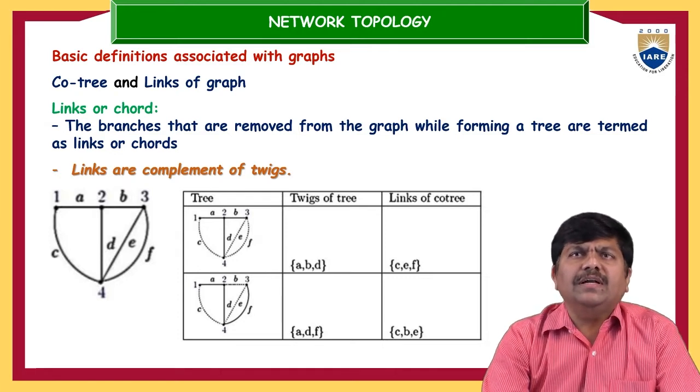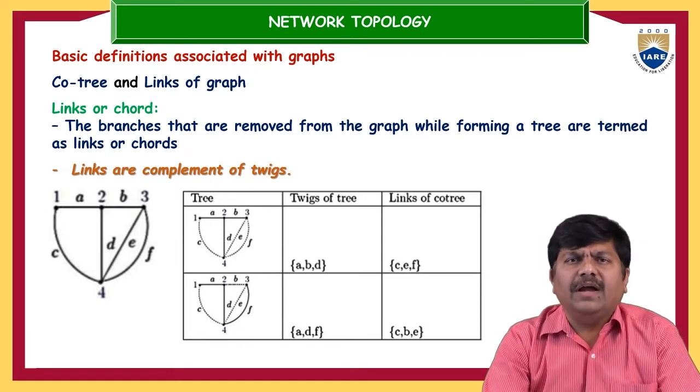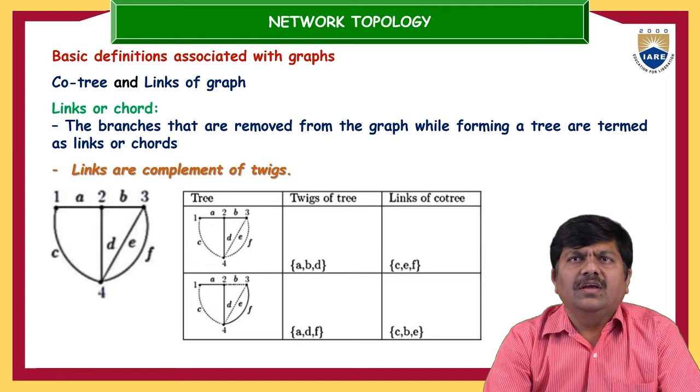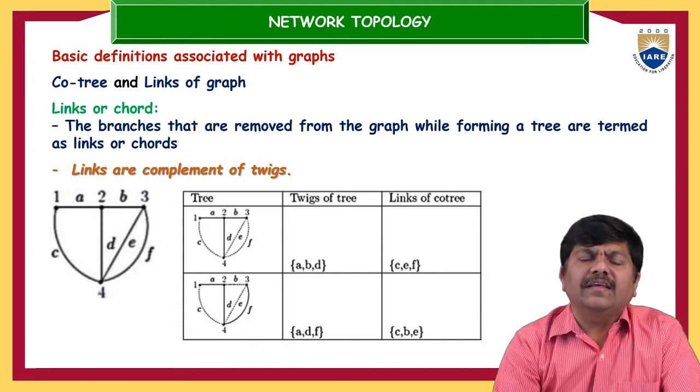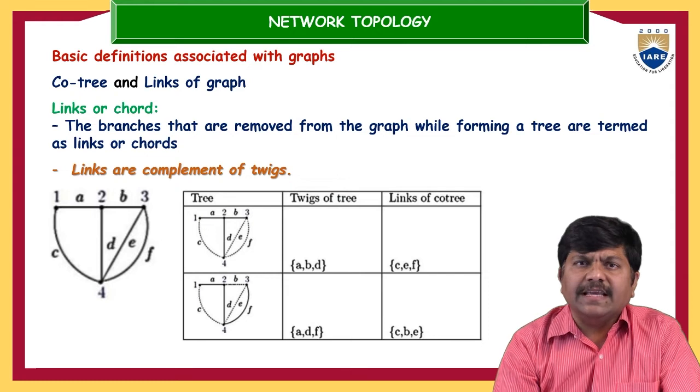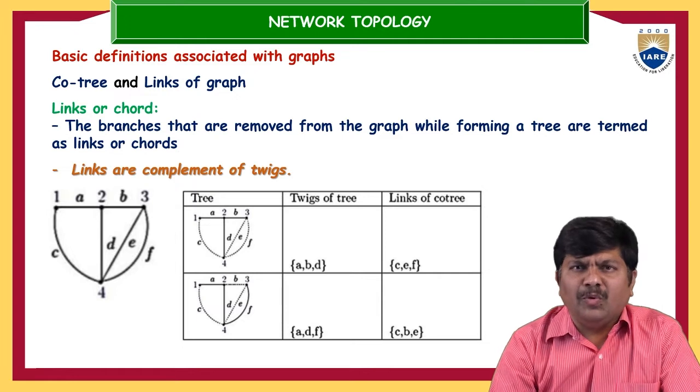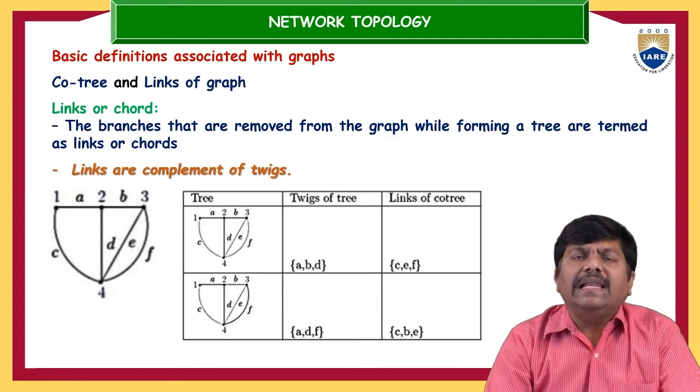So in continuation to the tree as a subgraph, we have one more, that is the co-tree. And what the links or chords of the graph are, we are going to discuss now. Links or chords: the branches that are removed from the graph while forming a tree are termed links or chords. In the previous case, in the first orientation, we removed element number 2. For what sake? In order to form the tree, sometimes we have to eliminate a few branches. So those branches are the links.